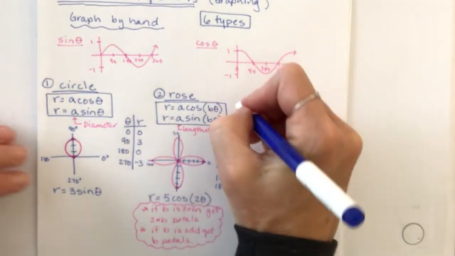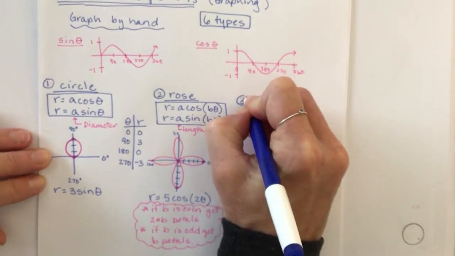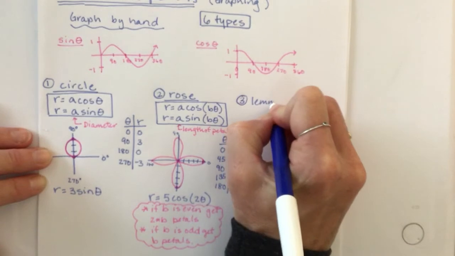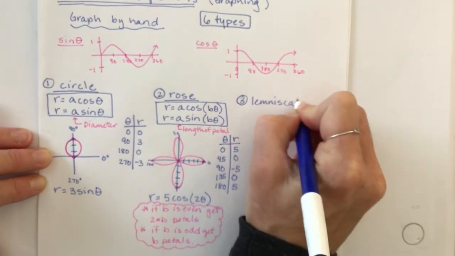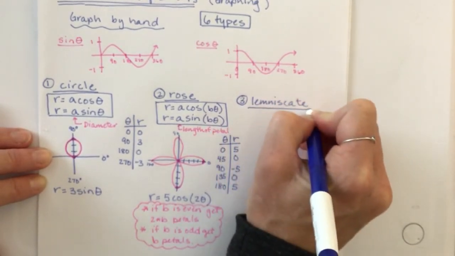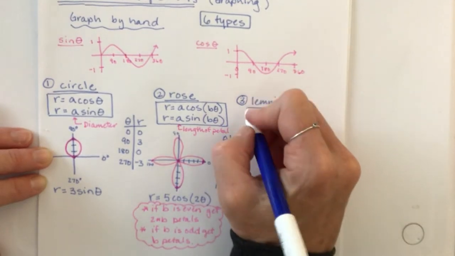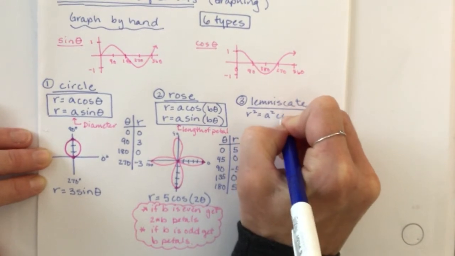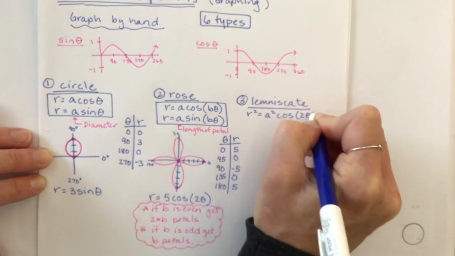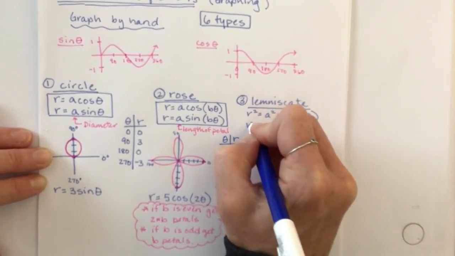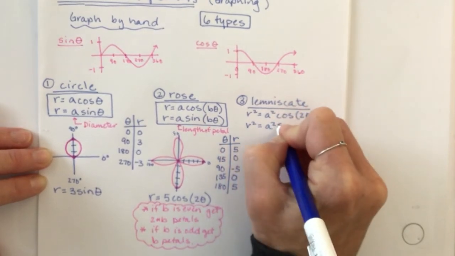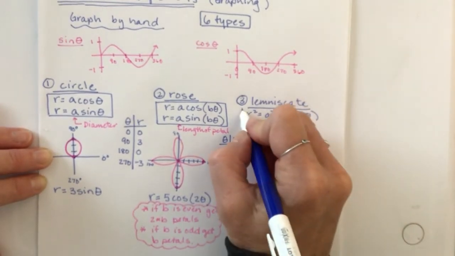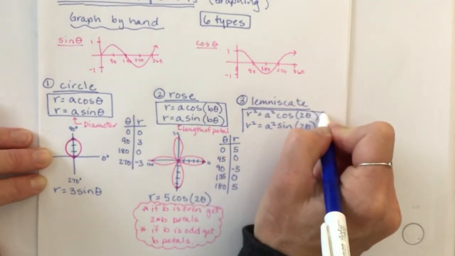Okay, the next one is called a lemniscate. Kind of a really weird word. And this is a hard one. It's r squared is equal to a squared cosine 2 theta. And the other one is r squared equals a squared sine 2 theta. Okay, and those are the general form of it.